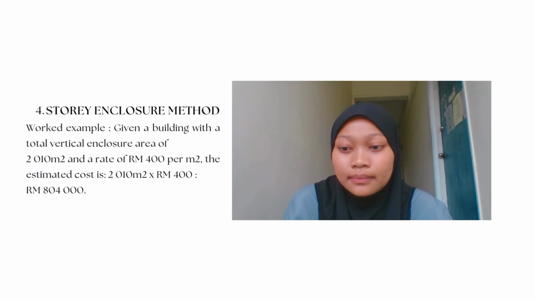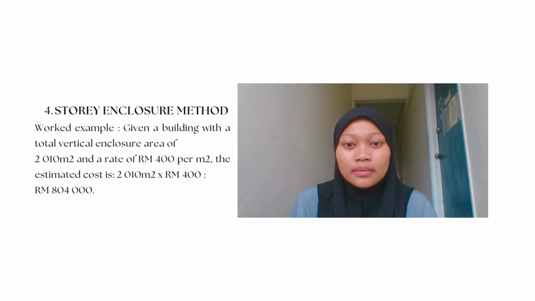Okay, for the worked example, given a building with a total vertical enclosure area of 2,010 meters square and a rate of 400 ringgit per meter square, the estimated cost is 2,010 meters square multiplied by 400 ringgit. So the total is 804,000 ringgit. Next part, I'll be breaking down the specific advantages and disadvantages of each of these methods to help decide which one works best for the projects.